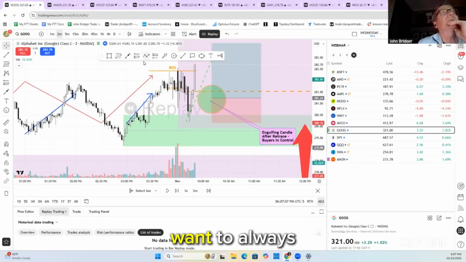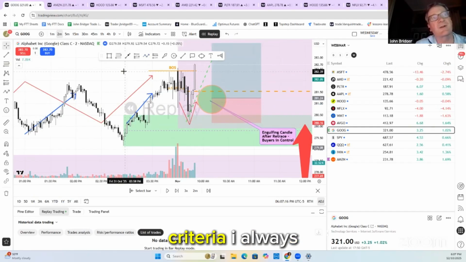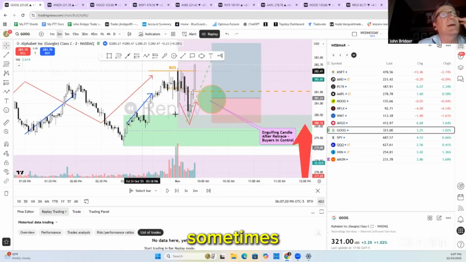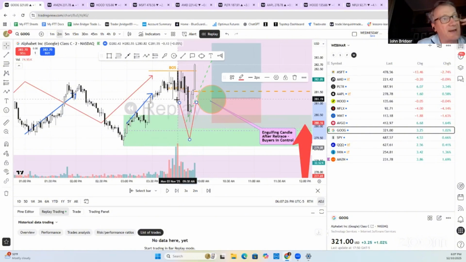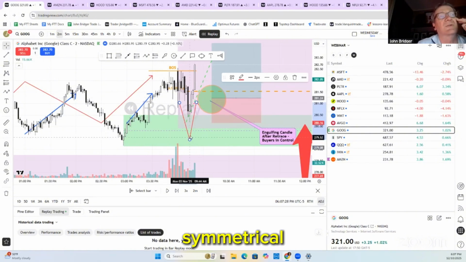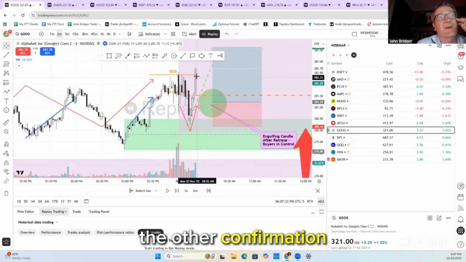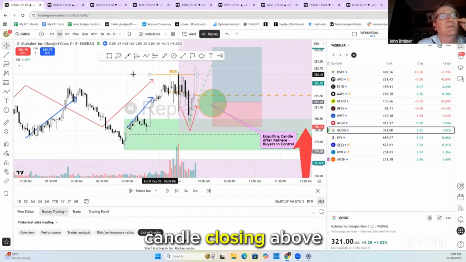Nice. The first thing we'll always talk about is to notice the reaction: a strong, symmetrical V pattern reaction. The first criterion I always look at is, do I get a strong reaction? I'm okay sometimes if there's a little bit of a dip, like maybe they did a stop hunt here. I just want to see a strong symmetrical reversal pattern, which indicates that buyers are present. The other confirmation we get is the break of the prior day high, a candle closing above that high.